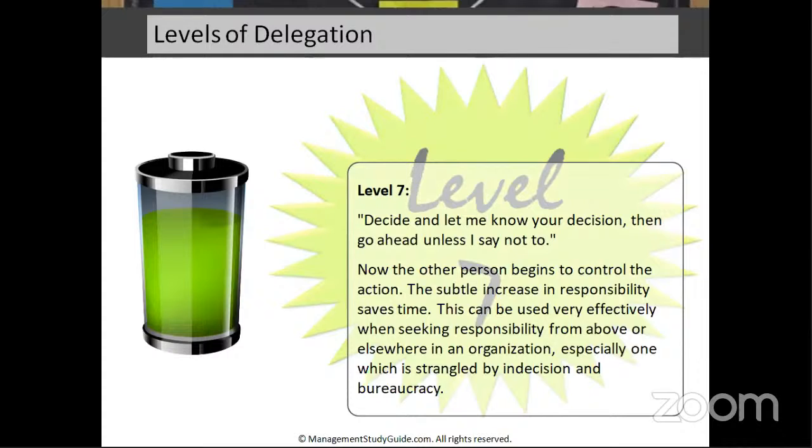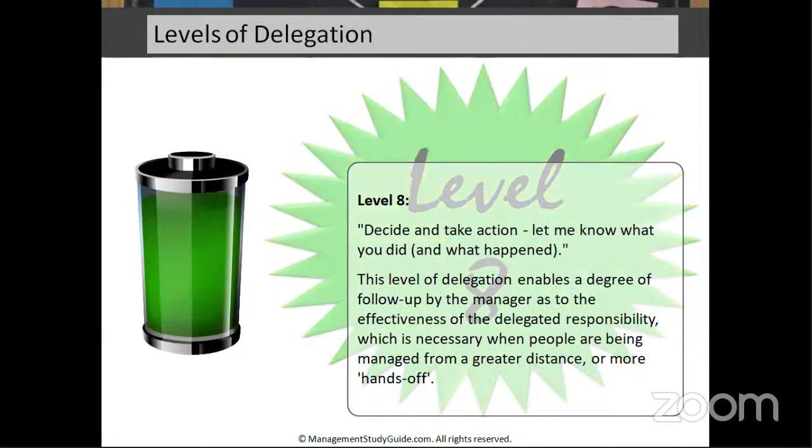Level 7, decide and let me know your decision, then go ahead unless I say not to. Now the other person begins to control the action. The subtle increase in responsibility saves time. This can be used very effectively when seeking responsibility from above or elsewhere in an organization, especially one which is strangled by indecision and bureaucracy.